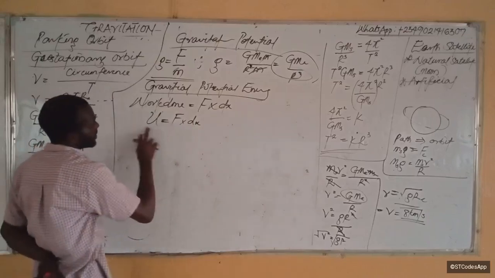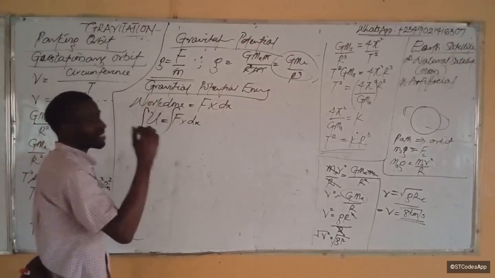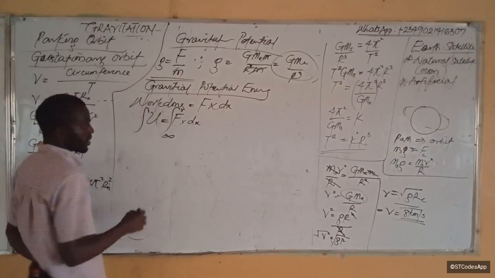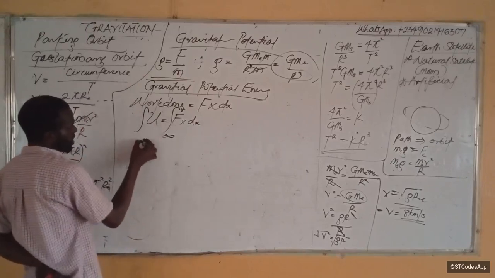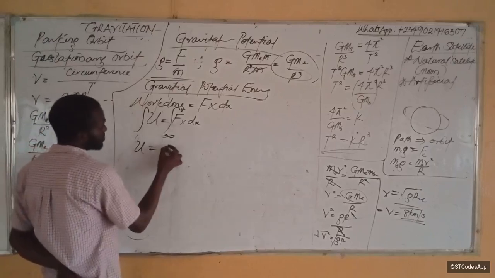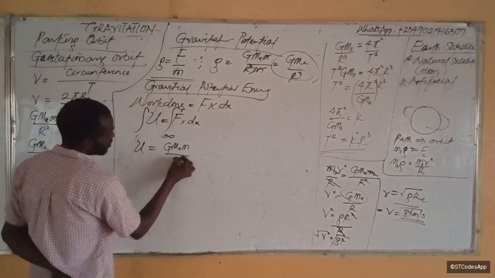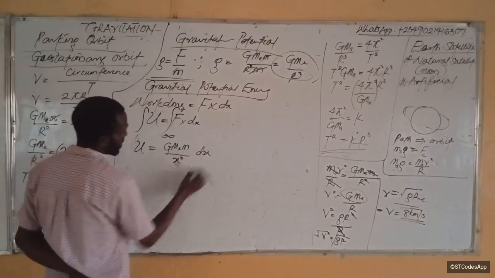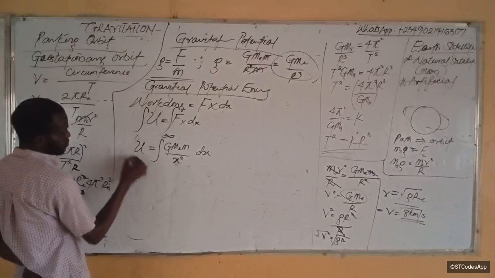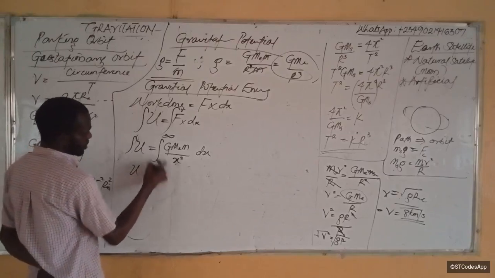Now to get the work done, we integrate this force over the distance from infinity to a particular distance r. Is that okay? So if we integrate, we get work done, U, will be equal to the force, which is GMEm over x squared, because that will be our distance, dx. By the time you integrate this, the constant will move out.